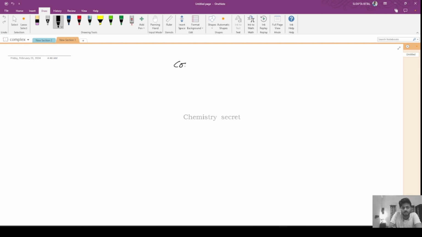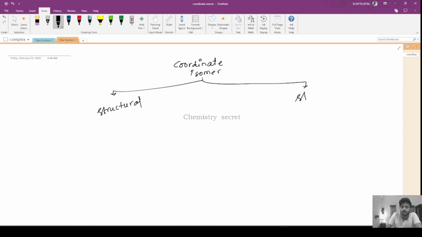So in coordination chemistry, we can divide the isomers into two types. One is structural isomer and another one is stereoisomer. What are the structural isomers?